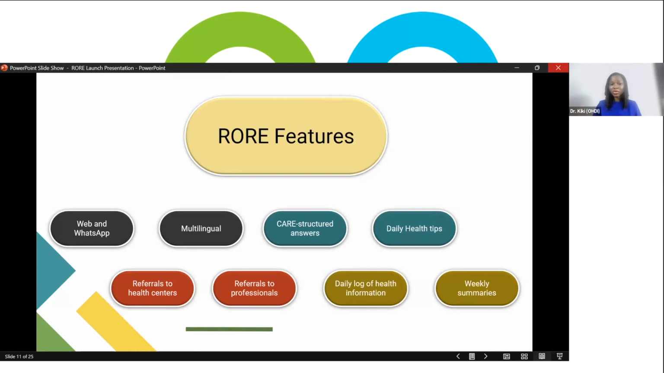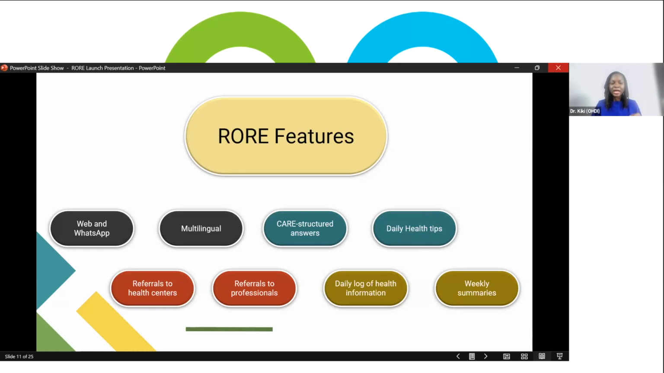So it sounds quite human-like, but also helps to provide really concrete guidance as to how to guide you in whatever you're doing. Then it also has daily health tips that will be personalized according to whatever domain you choose when you sign up for the platform, because that's also something we are looking at. Then, of course, I've mentioned the part of referrals to health centers.